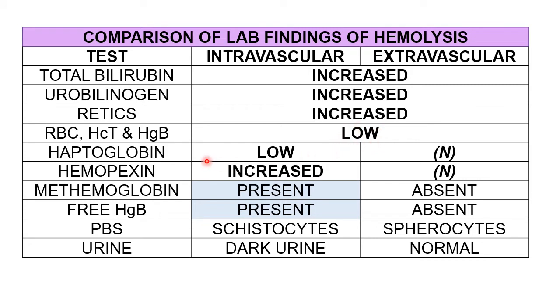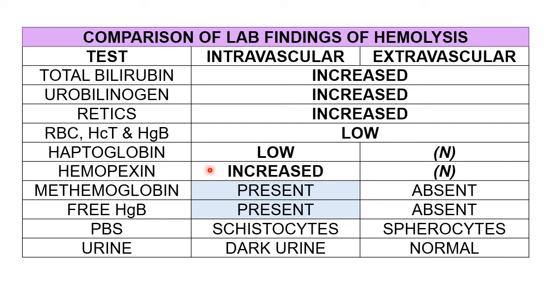So, the next part, yung mga differentiating features natin. Haptoglobin is low in intravascular dahil yung mga free hemoglobin will attach to your haptoglobin. Hindi ginagamit ang haptoglobin sa extravascular catabolism. So, normal dito.